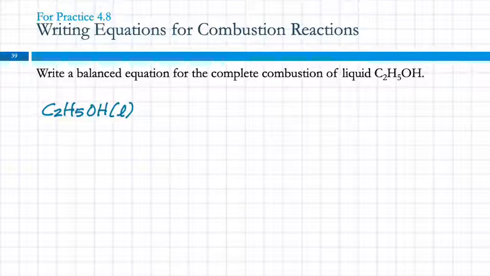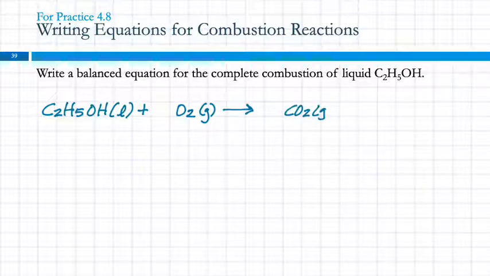Complete combustion. What's required for combustion? Oxygen. So my other reactant is oxygen. And because oxygen is a diatomic element, it's O2. And I think we're all aware that oxygen is a gas at room temperature. And so then I've got my arrow, and what are my products? CO2 and H2O. Why? Because I said so.